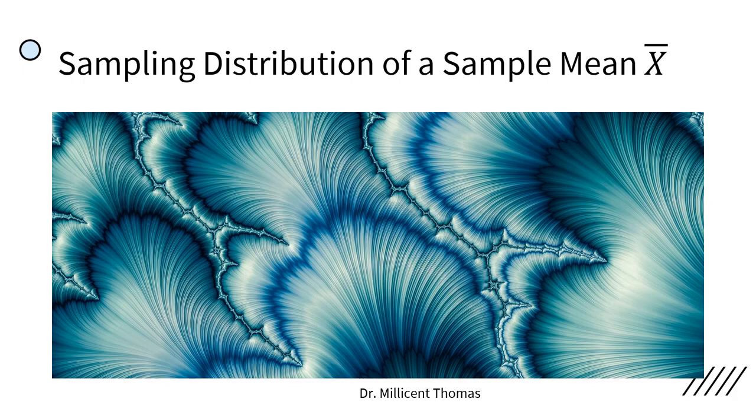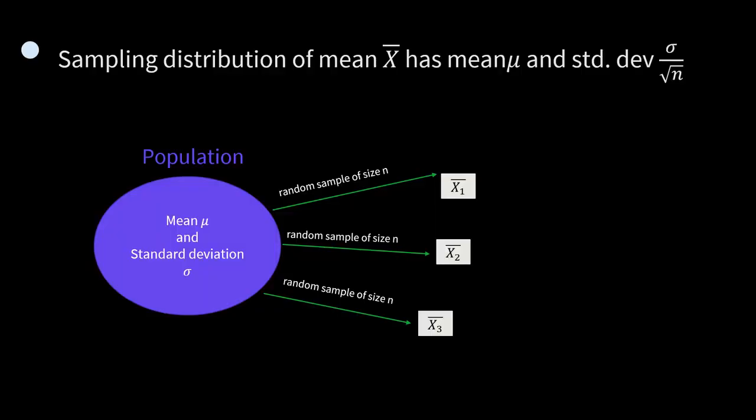In this video, I would like to explain about the sampling distribution of a sample mean x bar. Let us assume that we have a population of mean mu and standard deviation sigma. And first, we are trying to pick a random sample of size n from this population. It will have a mean and let that be x1 bar.